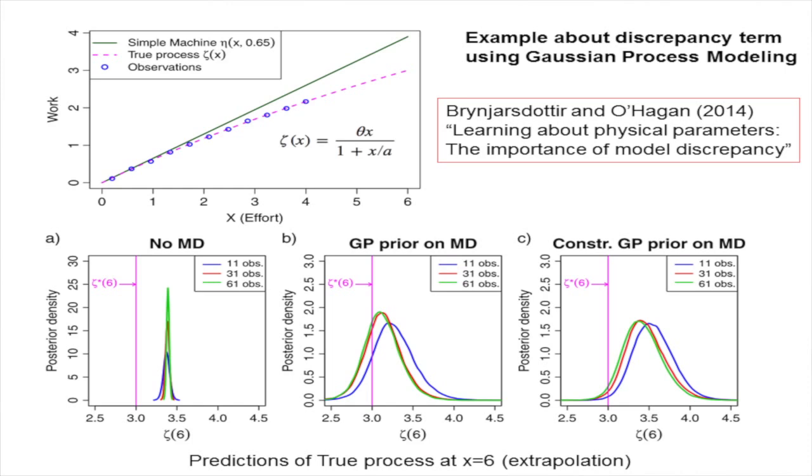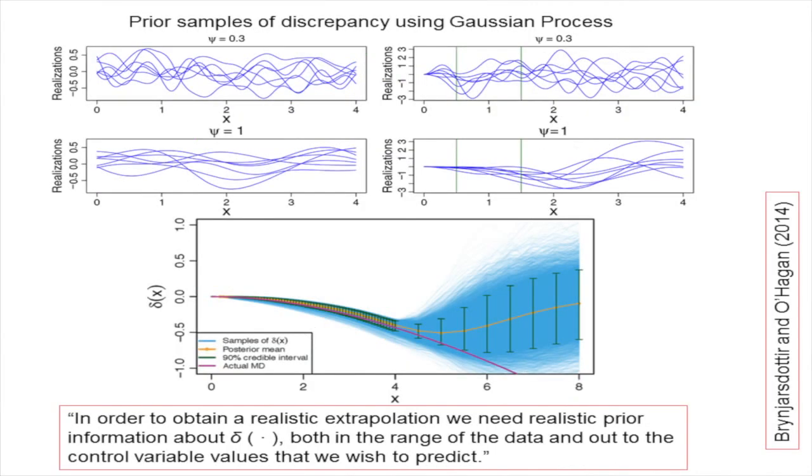And there is a way of doing this with constraints on the Gaussian process such that you're only looking for a certain type of solution. So first let me illustrate what a Gaussian process is doing in this case. So all these squiggles are a possible way that the discrepancy could exist between the model and the data, with effort going from 0 to 4.